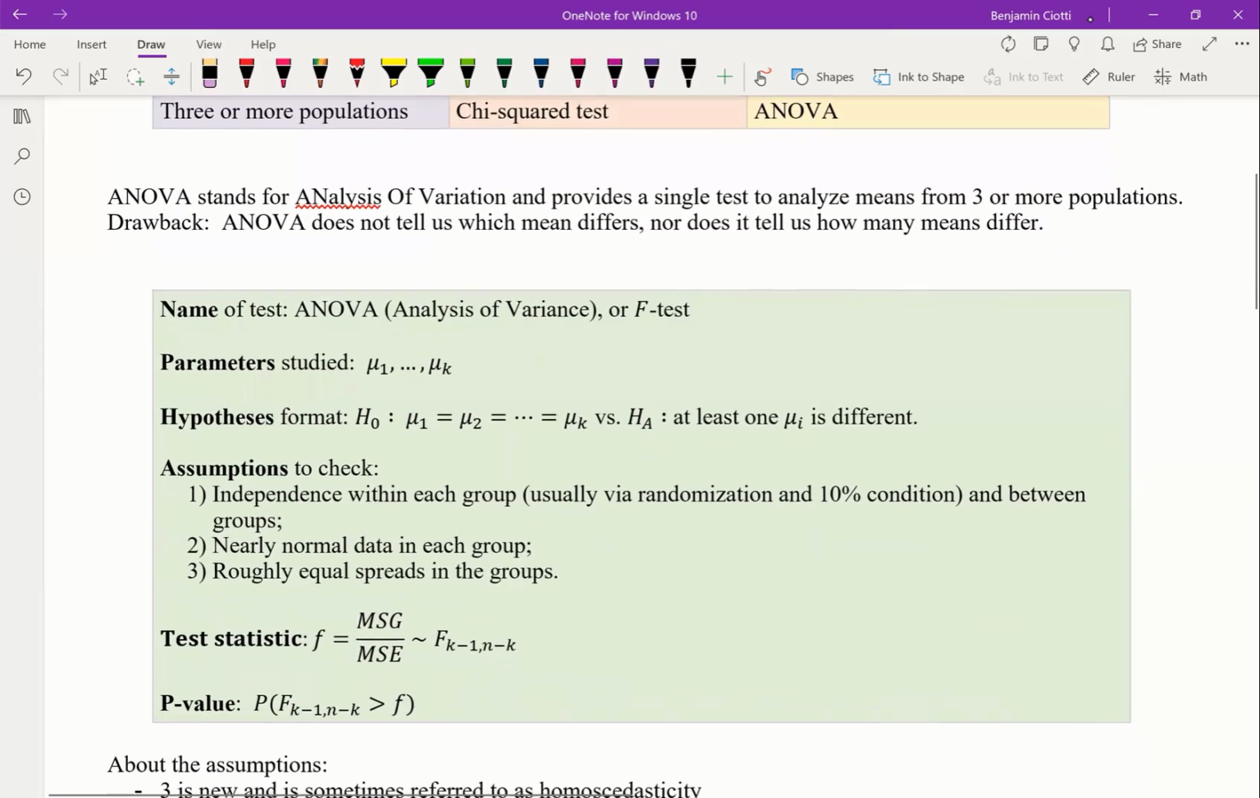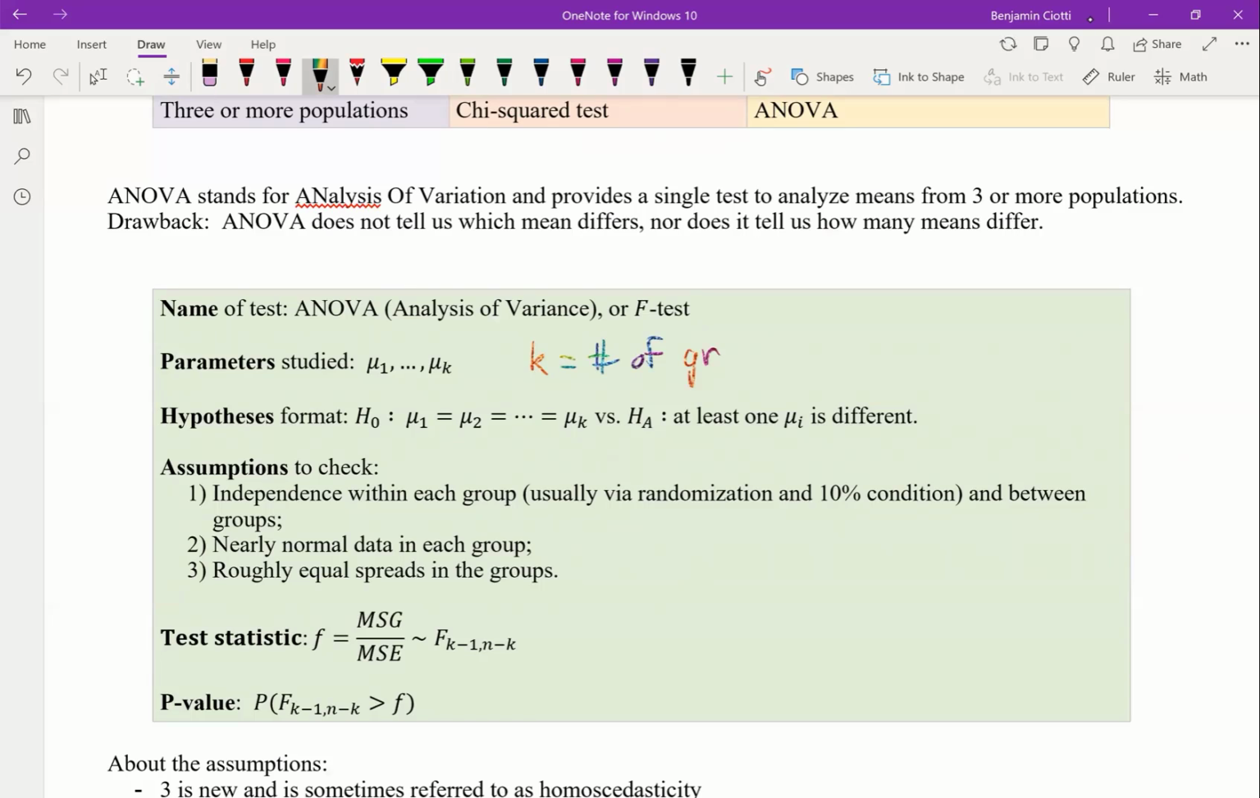So to summarize, and I'll explain a lot of this in a few minutes, we do ANOVA when we're studying means mu1 through mu k, where k is the number of groups. Our hypothesis format will be as follows. The null hypothesis is that all k of the means are equal. The alternate hypothesis is basically just that the null hypothesis is false. In other words, at least one of those means is different.